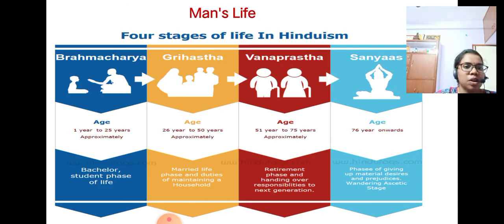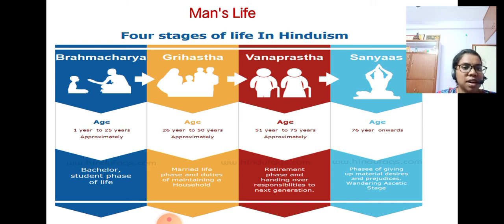According to the people who lived in the Mahajanapadas and Janapadas, they divided the man's life in four stages. First one, Brahmacharya, bachelor or student phase of life.